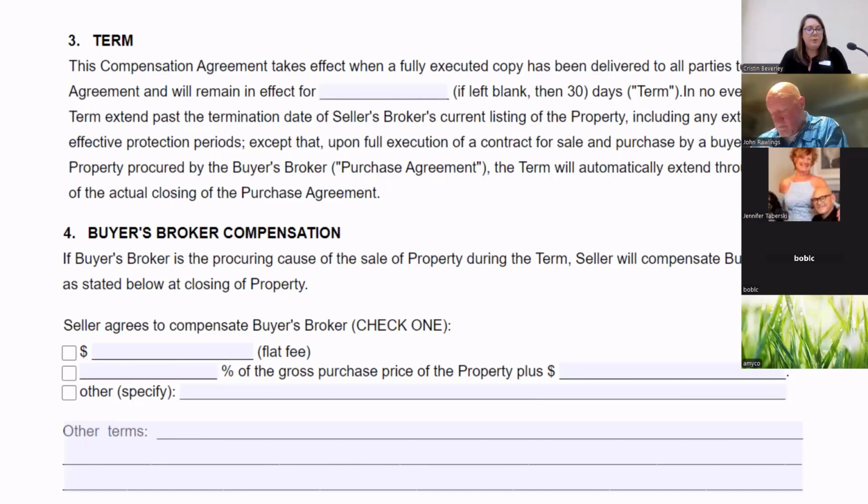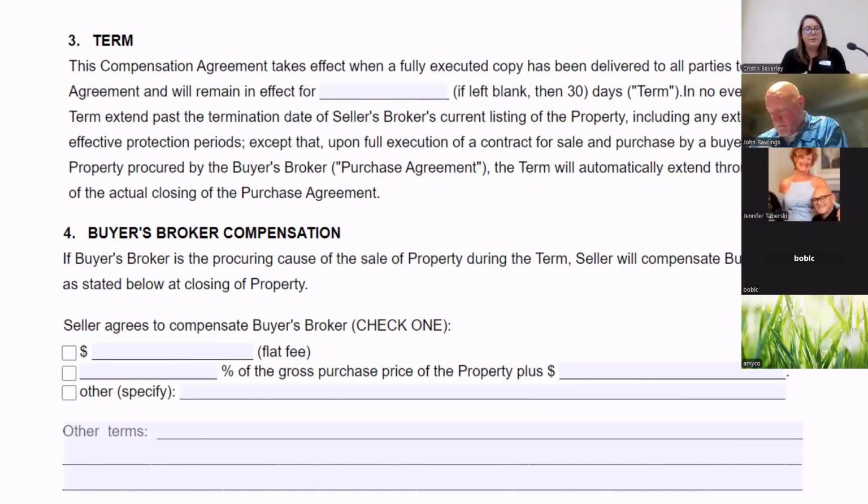Then we have the buyer broker compensation. If the buyer broker is the procuring cause of sale of the property during the term, the seller will compensate the buyer broker as stated below at closing of the property. They've designed this section to have maximum flexibility, is what they said. So you can either agree to a flat fee, a percentage of the gross purchase price of the property, and you could add any additional money on there as well.